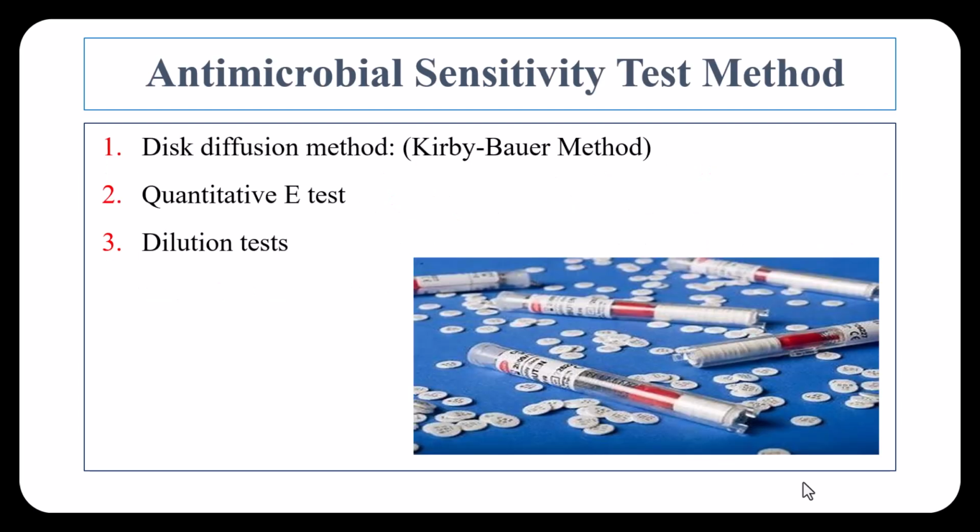The methods of the antimicrobial sensitivity test: the most common one is the diffusion method, also called the Kirby-Bauer method, that measures the bacteria growth around the antibiotic disc. Other methods include the quantitative E-test that determines the concentration of the antibiotic needed to stop the growth of the bacteria, and the dilution test, which uses different antibiotic concentrations to find the minimum inhibitory concentration. In this lab, I will discuss the diffusion method and the quantitative E-test.